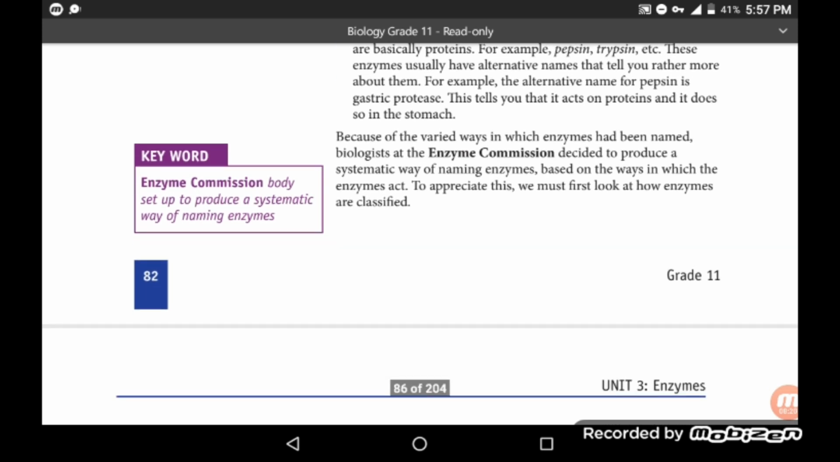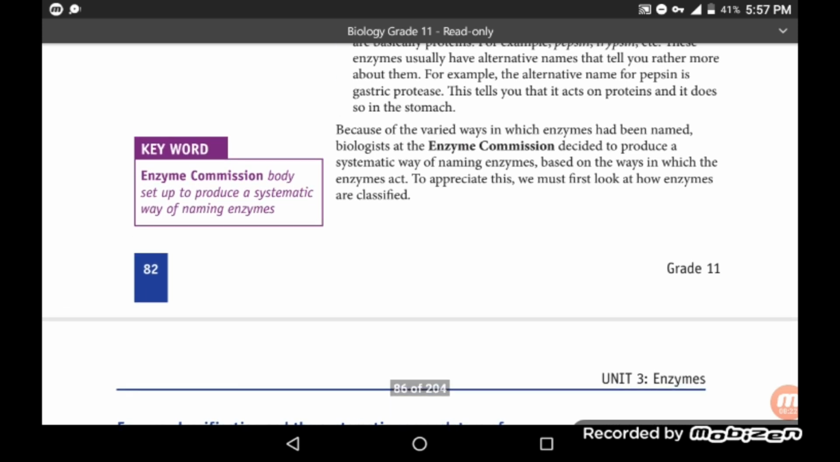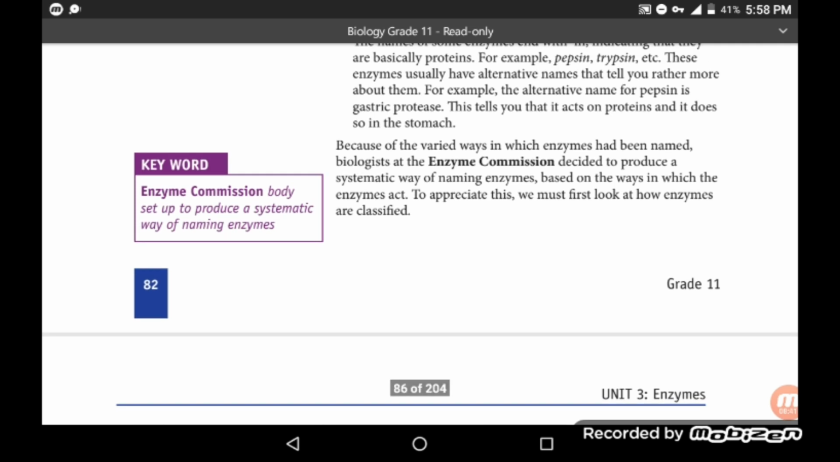Because of the varied way in which enzymes had been named, biologists at the Enzyme Commission decided to produce a systematic way of naming enzymes based on the way in which the enzymes act. To appreciate this, we must first look at how enzymes are classified.